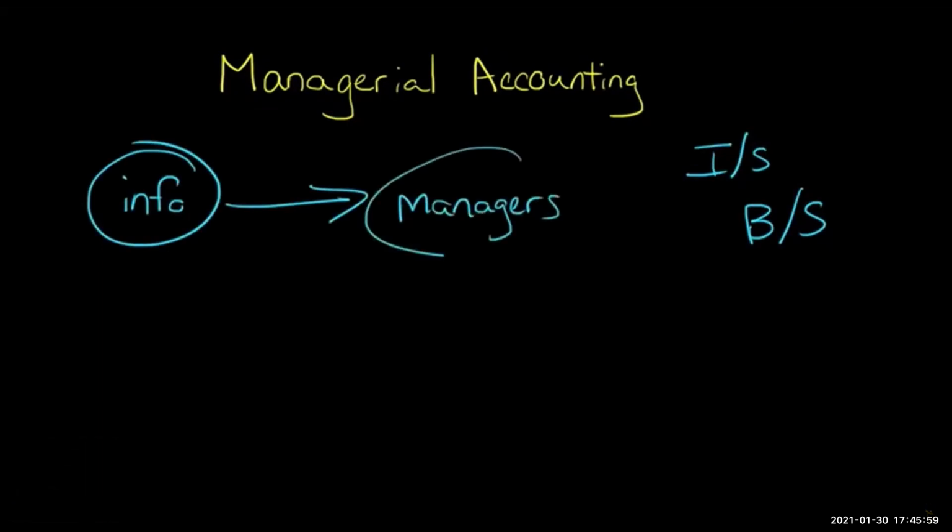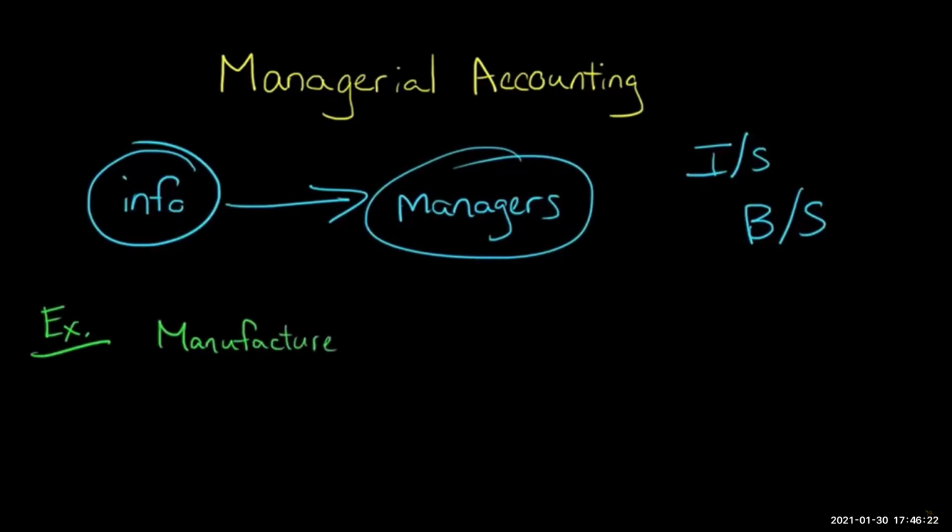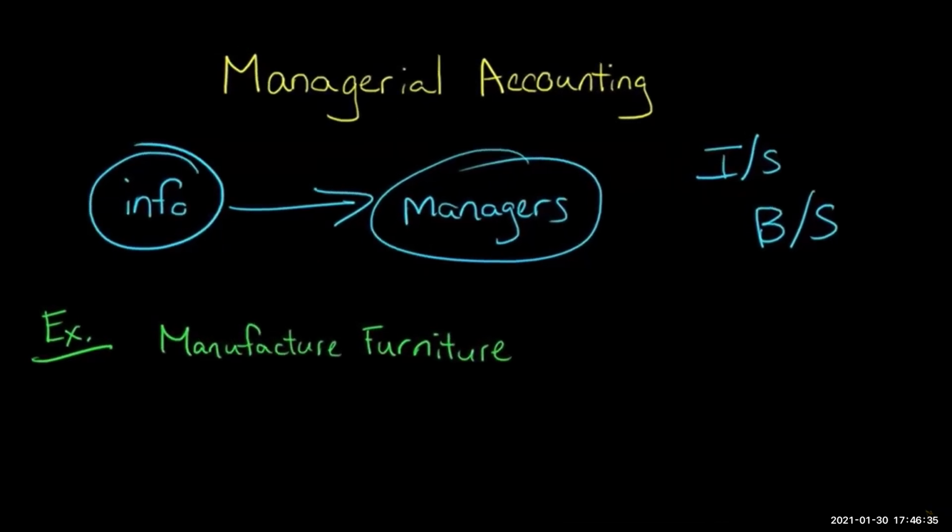You might be thinking, what kind of information do managers need? Why do they need this information? What are we doing here? Let's think about an example. Say you start a business to manufacture furniture, and it becomes a pretty large furniture-making organization. You have a lot of different divisions, and you're trying to run this company. How is managerial accounting useful to you in your organization?